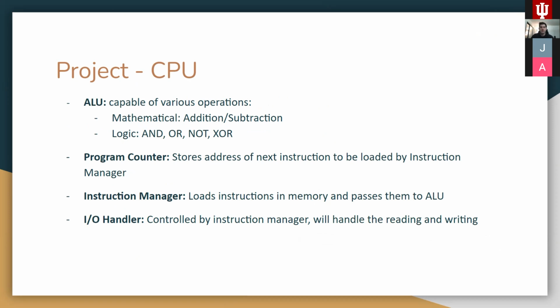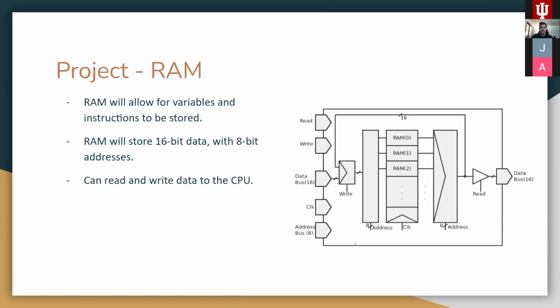Our instruction manager loads instructions in memory and passes them to the ALU. And the input-output handler is controlled by the instruction manager, and that will handle the reading and writing to memory. And then our RAM will allow for variables and instructions to be stored. We want our RAM to store 16-bit data with 8-bit addresses, and this can read and write data to the CPU.